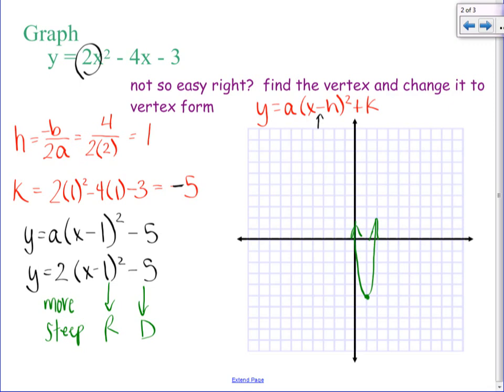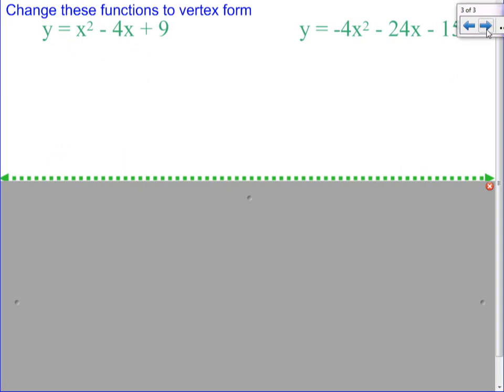So whenever you see those plus or minuses, when you're in vertex form, remember those are moving numbers. Questions? All right, last example then.